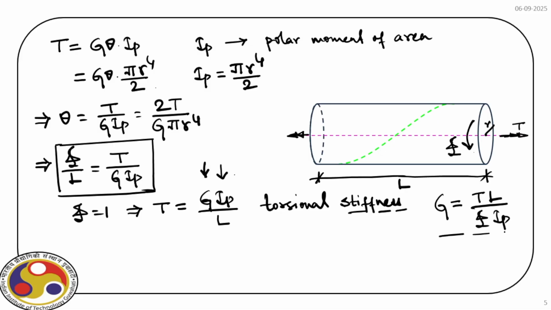Just like during stress analysis, I discussed how to measure the Young's modulus of a circular specimen. Here we can measure the shear modulus using this expression. Now, again, let us consider this a special case. If we apply T is equal to 1, then we have phi is equal to L by G times IP. And this is called torsional flexibility.